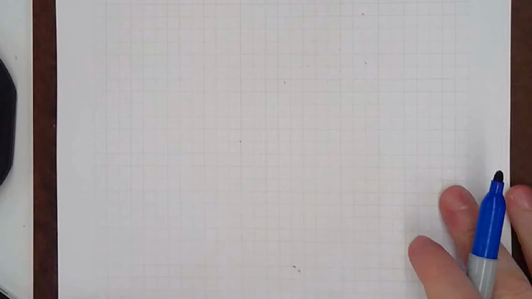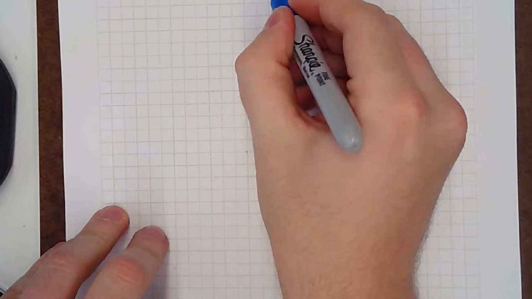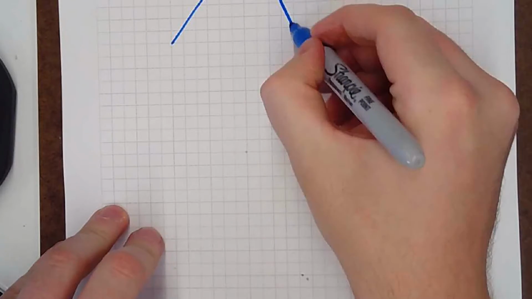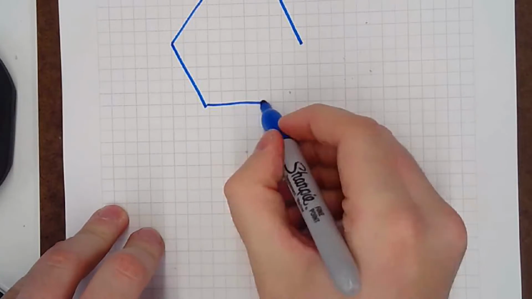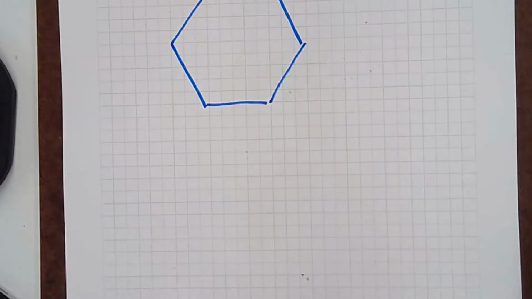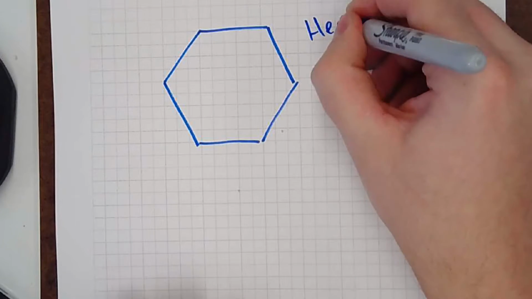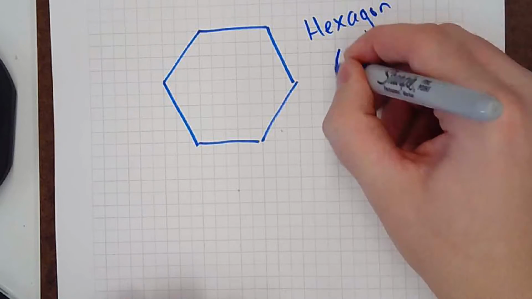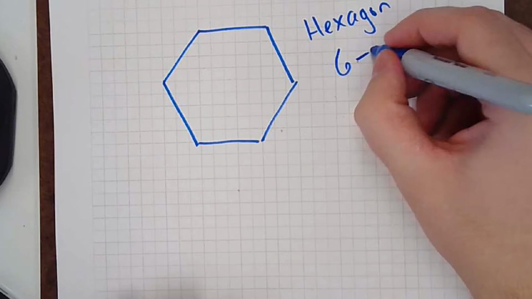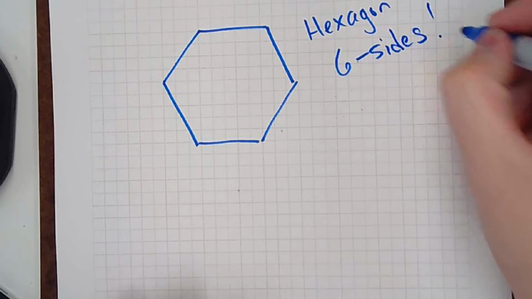Here's a regular polygon. Regular meaning all the sides are the same and all the angles are the same. What kind of a shape is that? Oh, that looks like a hexagon. Hexagon has how many sides? 6 sides. So a 6-sidagon, right? So it has 6 sides.